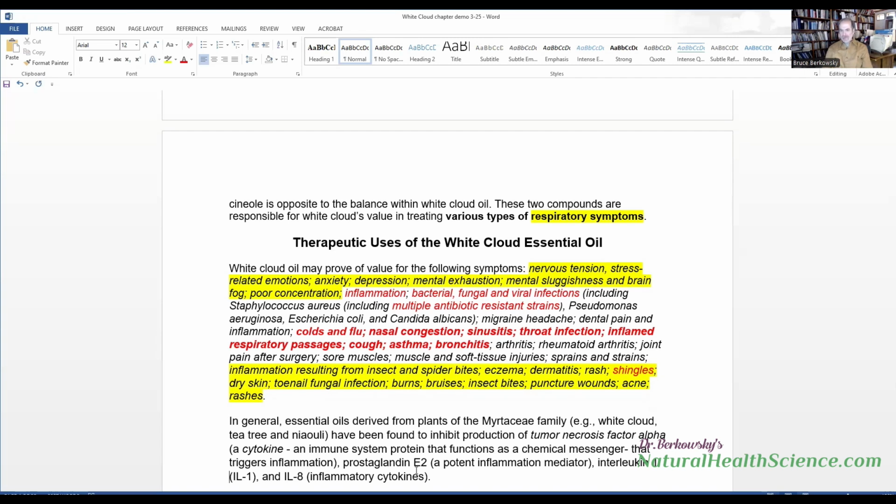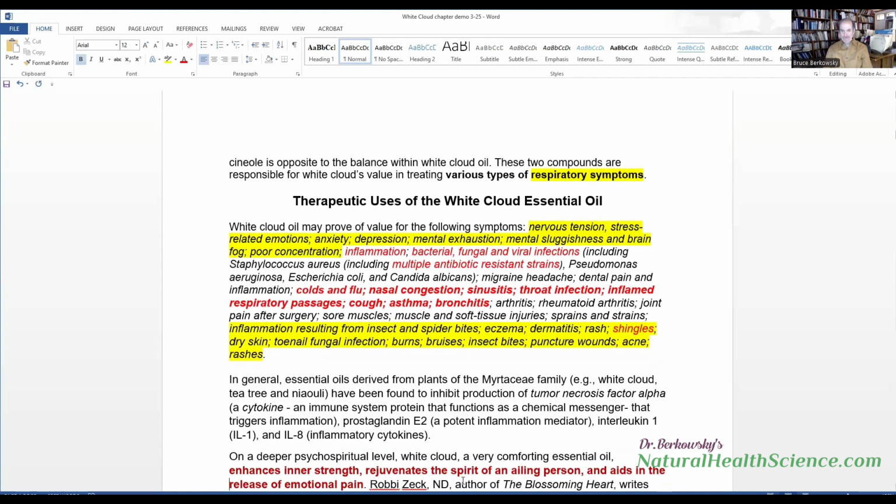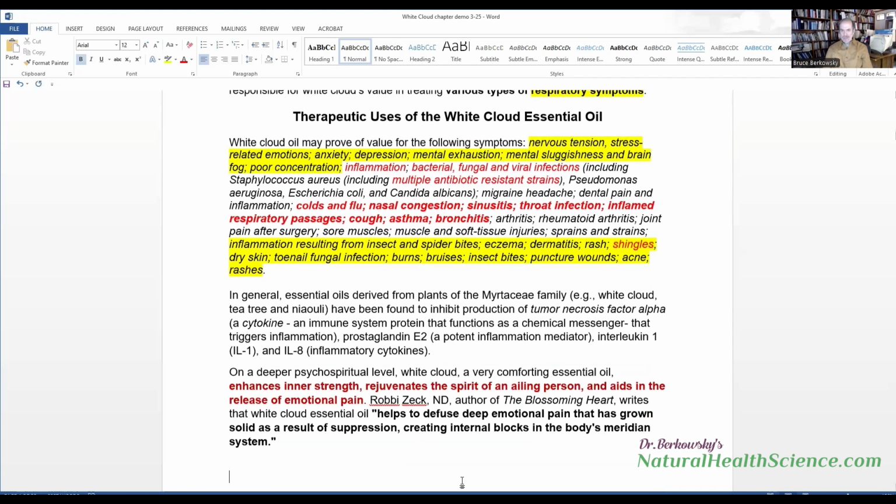Now, the next paragraph goes into some of the anti-inflammatory properties, and I'm not going to cover that. So we're going to finish this particular section here, and then I'll do just a little bit more, and we're going to call that part one of this recording. On a deeper psychospiritual level, which is really where we're getting into the heart of the root of this person, of the white cloud person, the typology of the white cloud person.